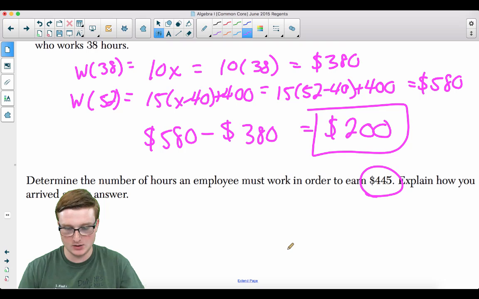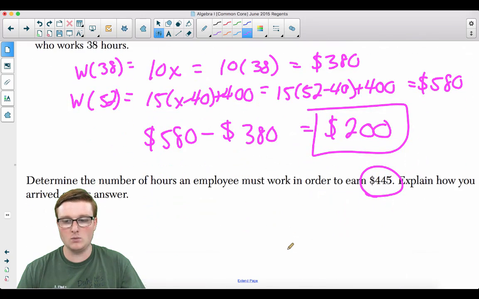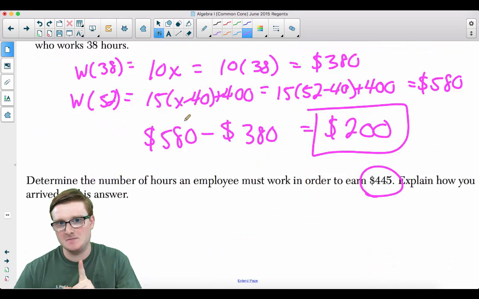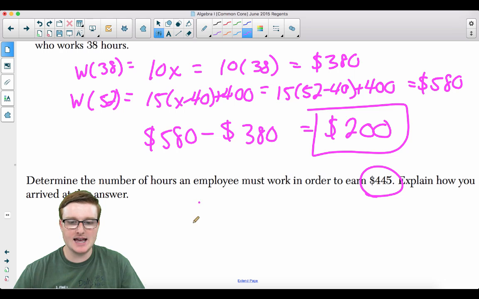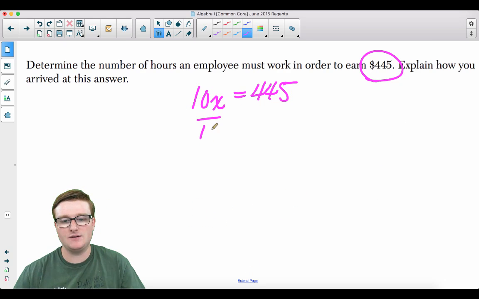Now determine the number of hours an employee must work in order to earn $445. Explain how you arrived at your answer. So, watch how this works. The first thing that you need to establish is which equation are we using. Watch how I do this. Try 10x first and see if it works. If you take 10x and set it equal to 445 and you divide by 10 on both sides, watch what happens. X is equal to 44.5.